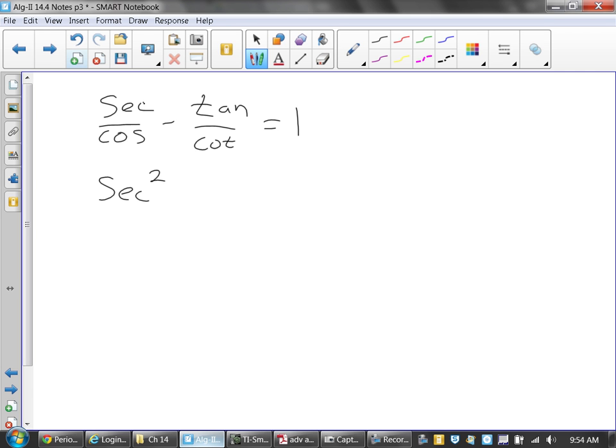Cotangent is the inverse of tangent, so 1 over cotangent gives you minus tangent squared. Oh, secant squared minus tangent squared. Oh, that's right, it is 1, and you're done.